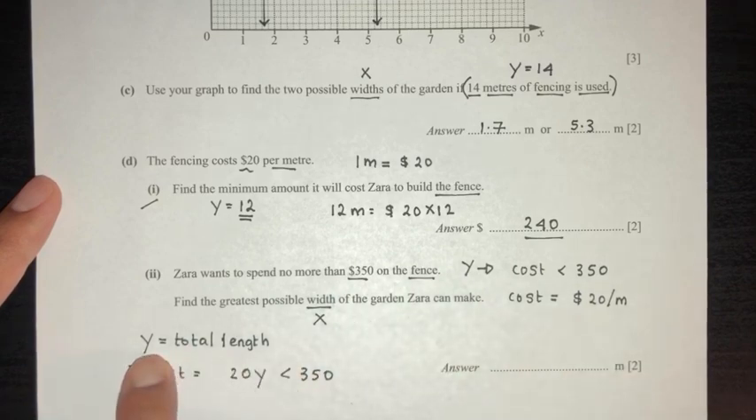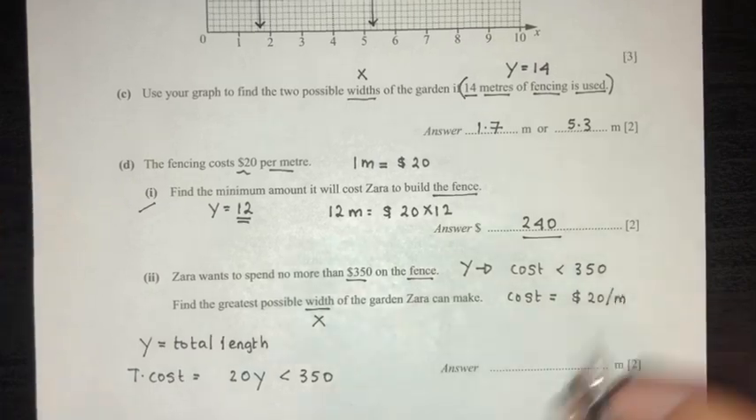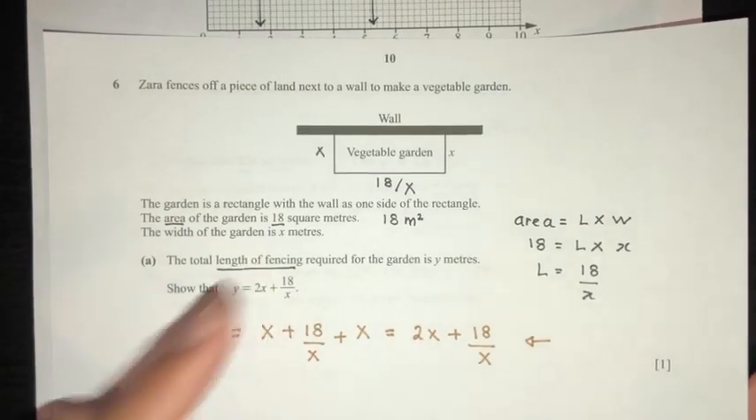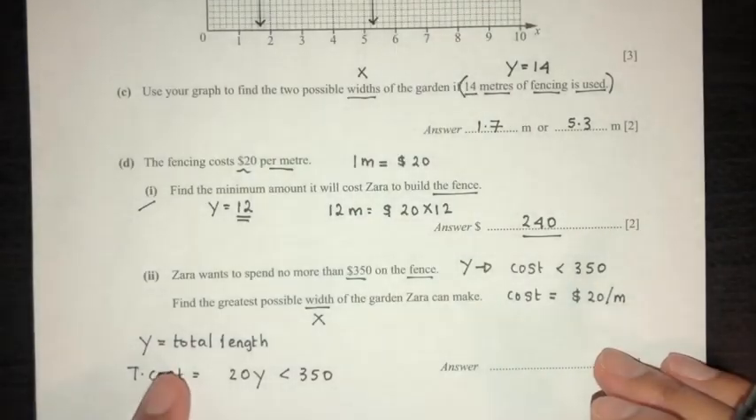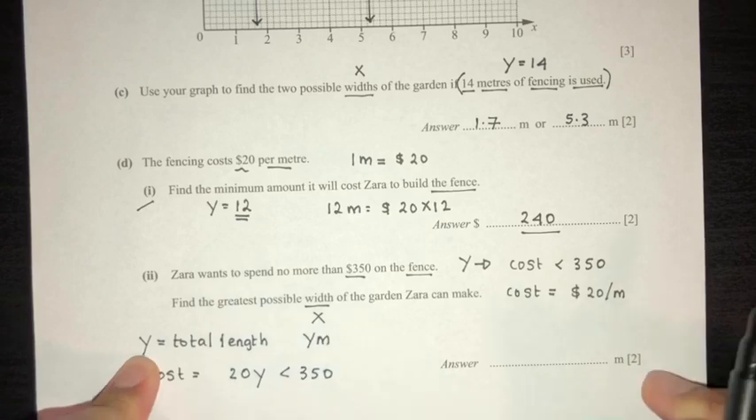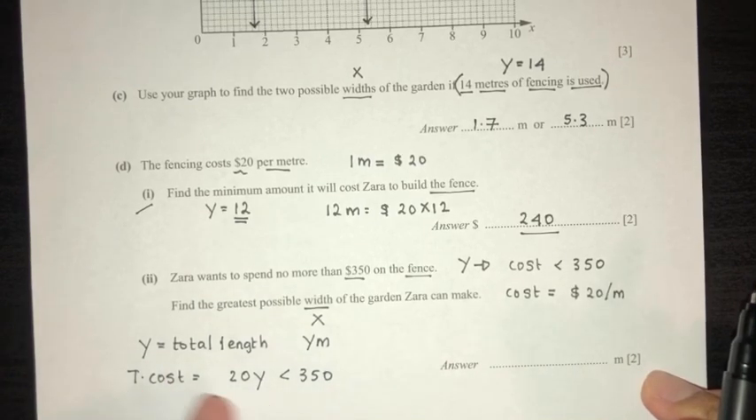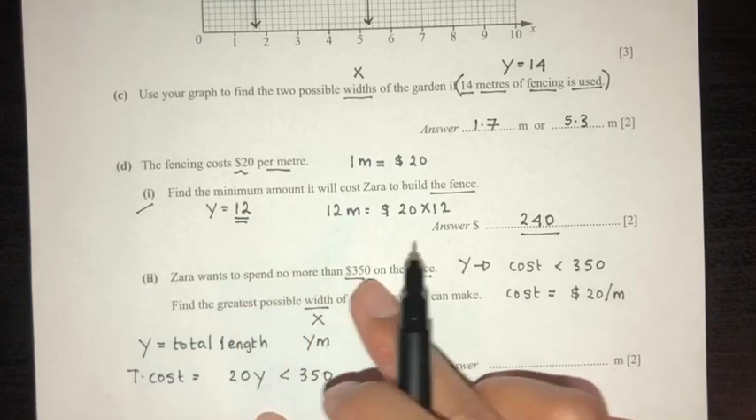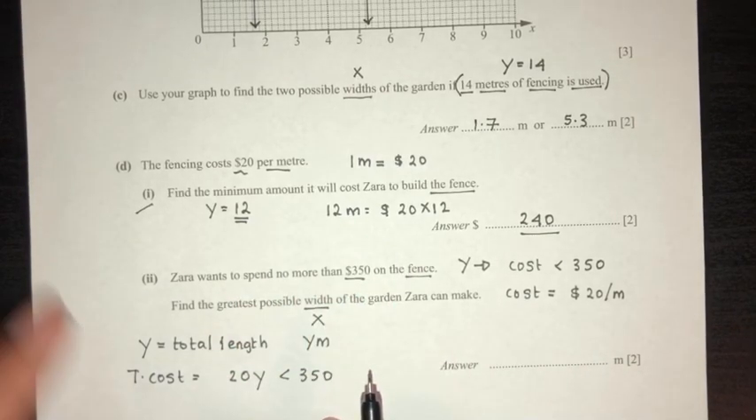She will use y, because that's what it's defined by. It says y is the length of fencing that she used, so she will use y. So based on y meters, the total cost will be 20 times y. And for that cost, she wants it to be less than 350. So that's how we form this equation.